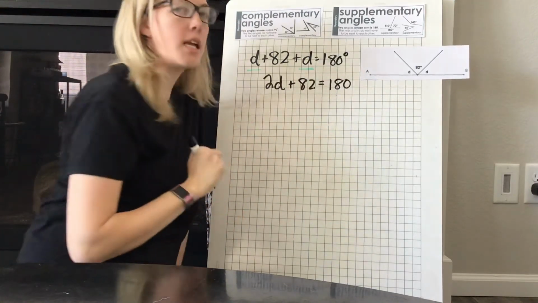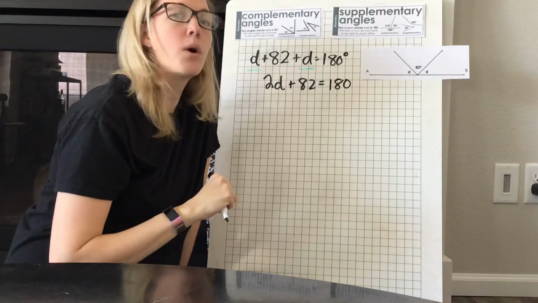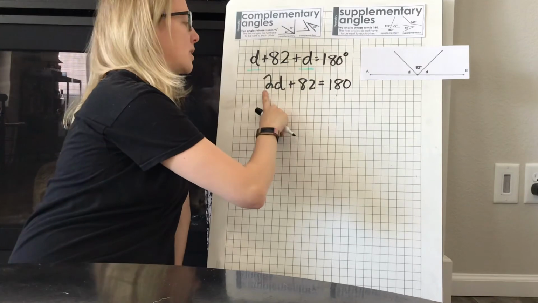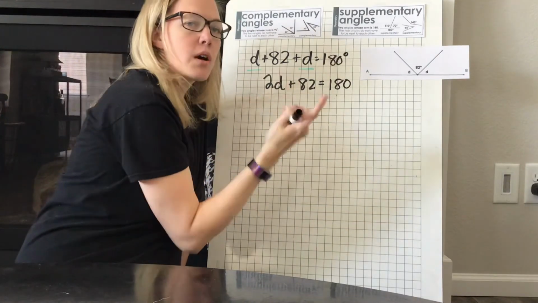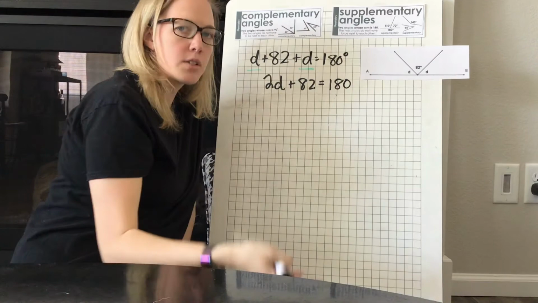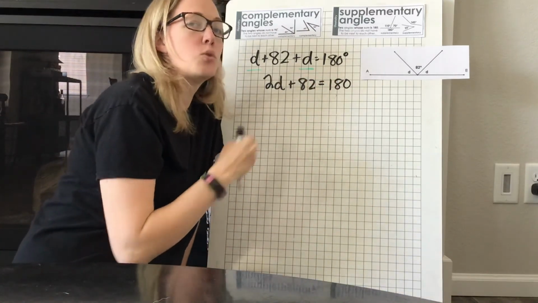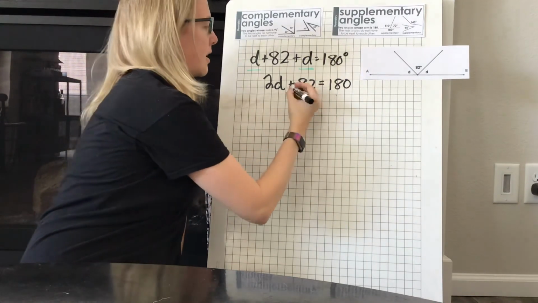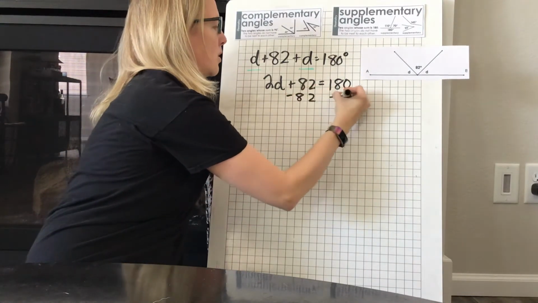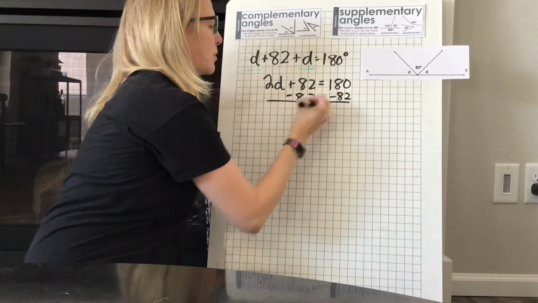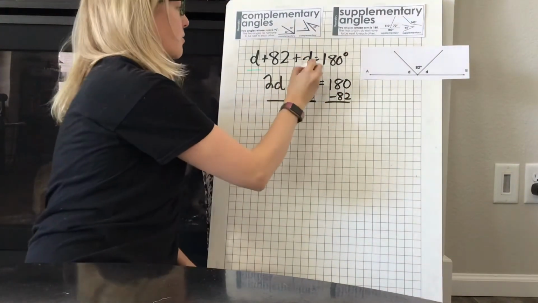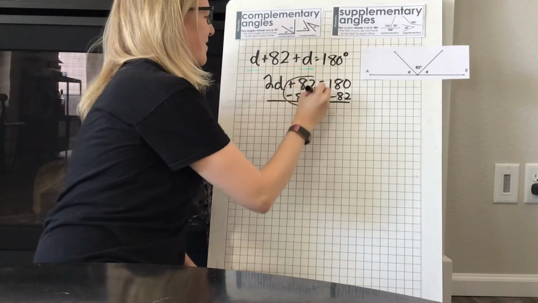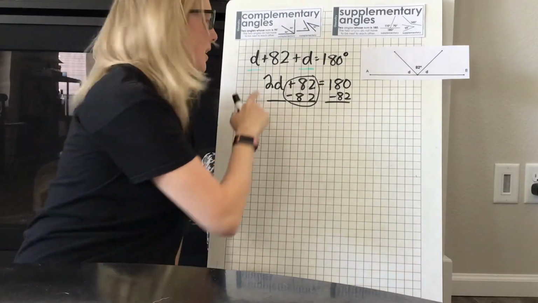Now I have to think about what are my 2 steps that I'm going to do next. Should I deal with my adding or should I deal with my multiplying and dividing? So what we've gone over is doing reverse PEMDAS and having to solve an algebraic equation by doing the opposite order of operations. So I actually need to deal with this addition first and undo it by subtracting. So I'm going to subtract 82 from both sides. What that does is it gets rid of these 2 here, but it leaves behind the 2D.